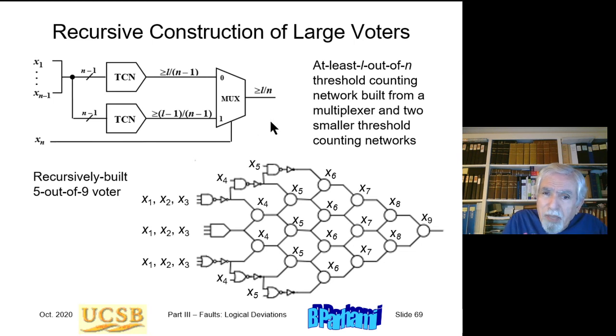I call this the recursive method for designing large voters. This paper is not yet published. We are finalizing it, and it will be published soon. Once it's published, I'll add it to the references for this course. But for now, just take this.